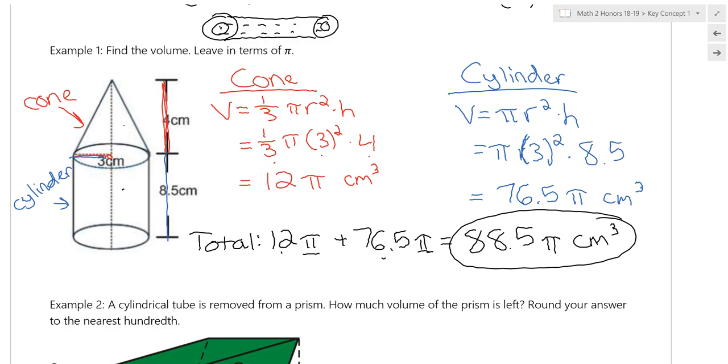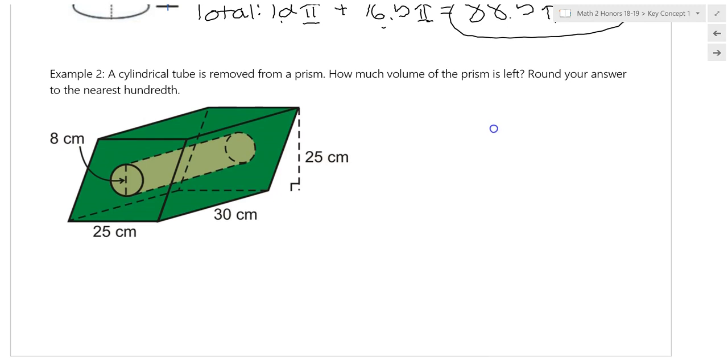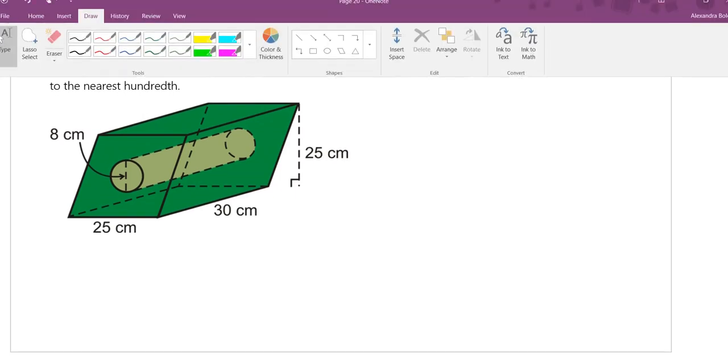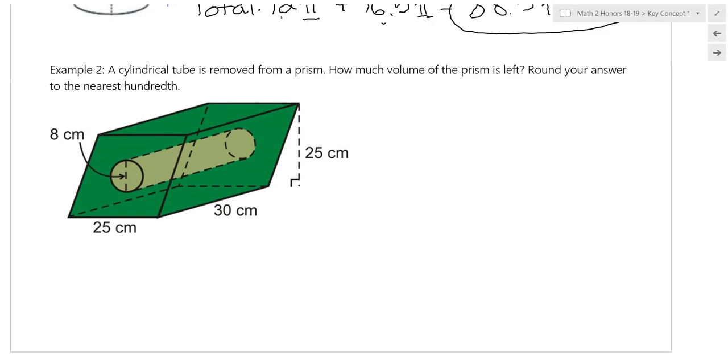All right, looking at example 2. Again, we have to think about our different shapes. A cylindrical tube is removed from a prism. How much volume of the prism is left? Round your answer to the nearest hundredth. Okay, so my outside shape is a prism. It's a slanted prism, but remember Cavalieri's principle tells us that it does not matter. And then my inside shape here is a cylinder.